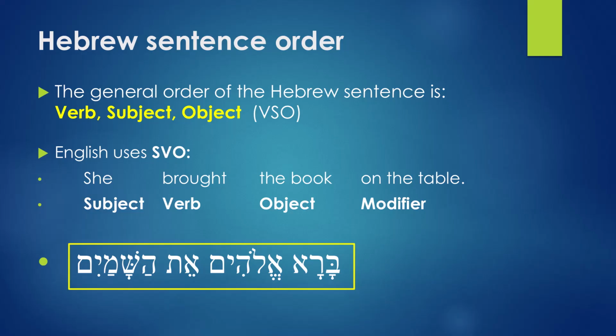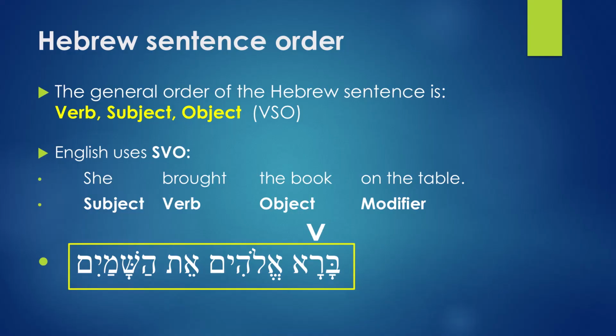Bara Elohim et hashamayim. Now here, bara is a verb. It means he created. It's in the third masculine singular. Bara, he created. And these are common verbs that you find in the Tanakh.